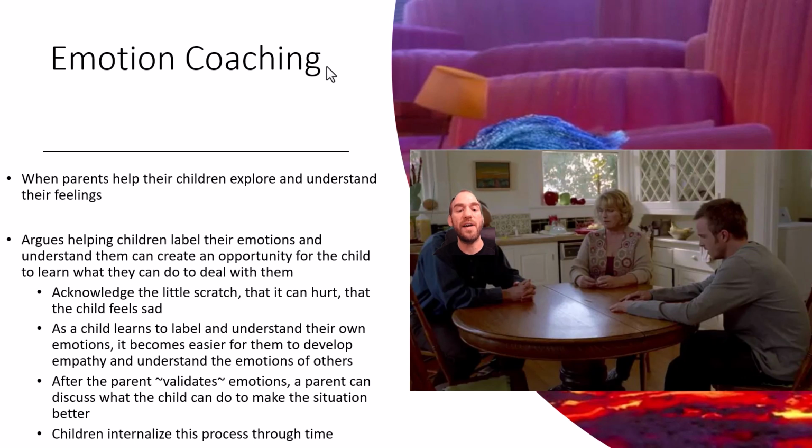After the parents validate emotions, a parent can discuss what the child can do to make the situation better. Children then internalize this process through time. So, as I stated, by dismissing emotions, you're decreasing the social opportunities for a child to engage in ways of developing emotional intelligence and emotional regulation in a very intimate, close setting wherein they have theoretically trusting, positive social relationships with their caregivers.